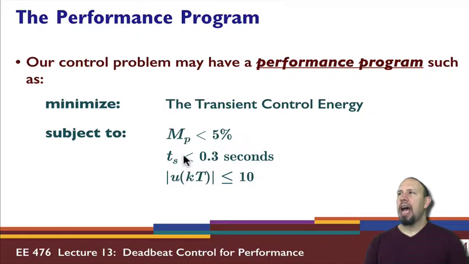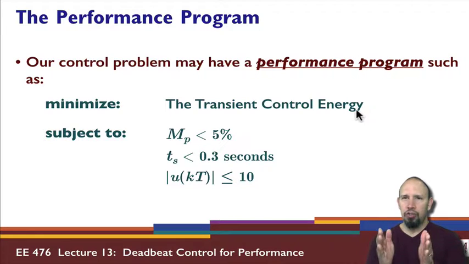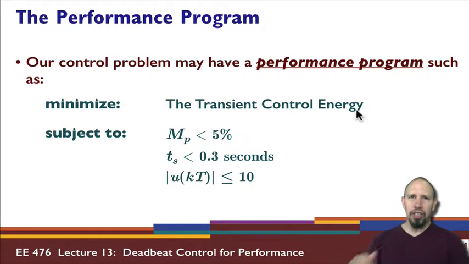We may have what's called a performance program that basically looks something like this. This is an optimization approach. And so we would say, I want to minimize the transient control energy. How much energy is required to undergo this step transition, this step maneuver? Okay, how much energy? Can I minimize that? And I want to do that subject to some conditions.